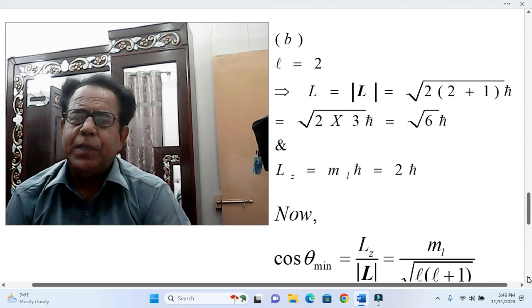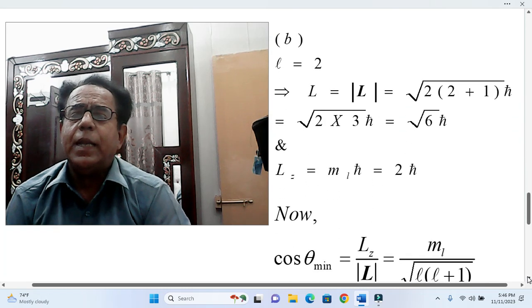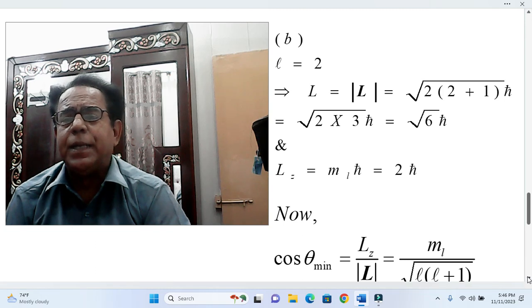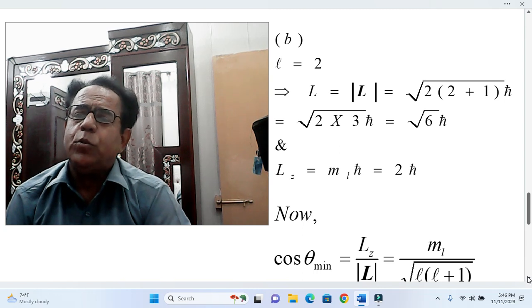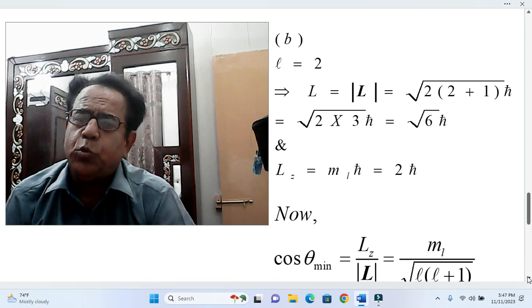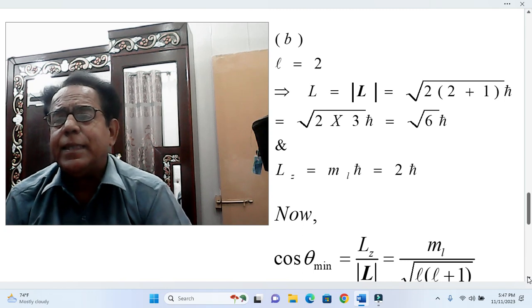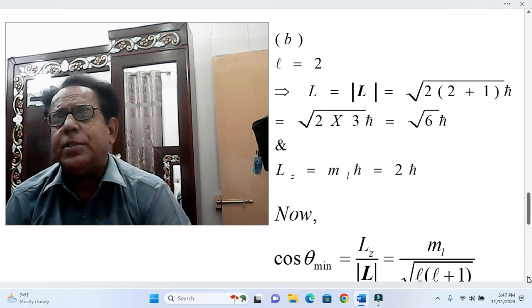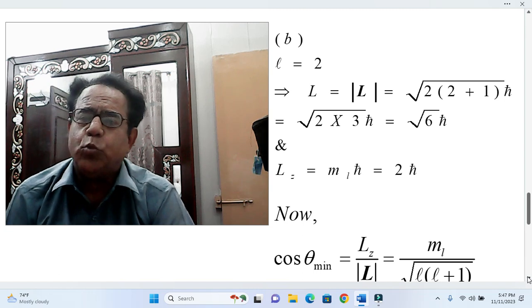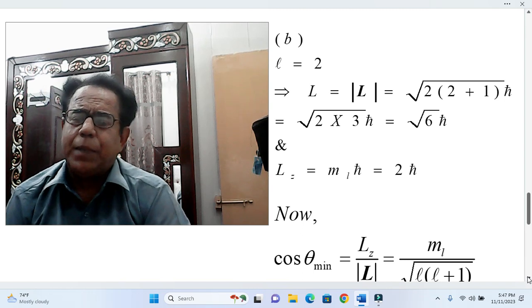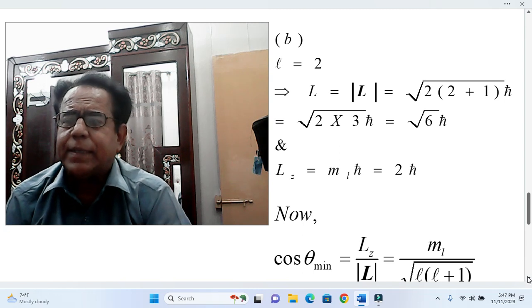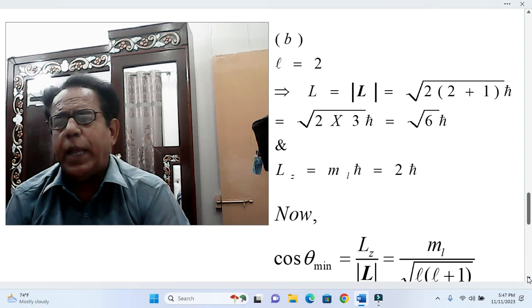Similar is the case with part B. In part B, we have small l equal to 2. So when small l is equal to 2, this implies that capital L, or modulus or absolute value of capital L vector, becomes equal to under root of 2 into 2 plus 1, into h cut, and this becomes under root of 2 into 3, into h cut, where h cut, or h reduced or h bar, which is equal to Planck's constant h divided by 2 pi, is outside the under root. This becomes equal to under root 6 h cut, and Lz is equal to ml h cut, and this becomes equal to 2 h cut.